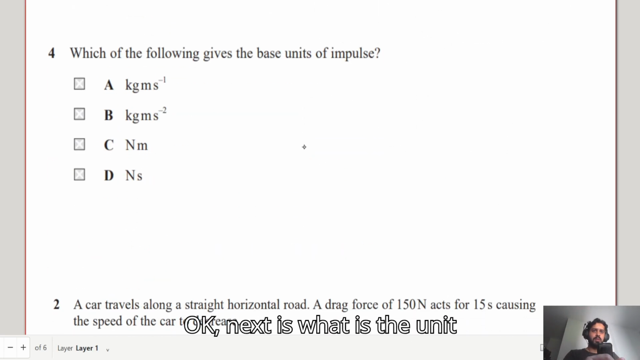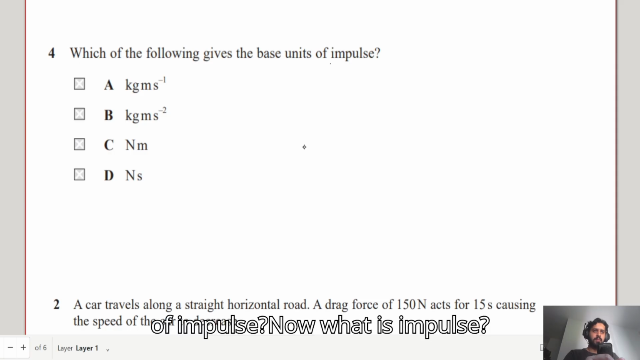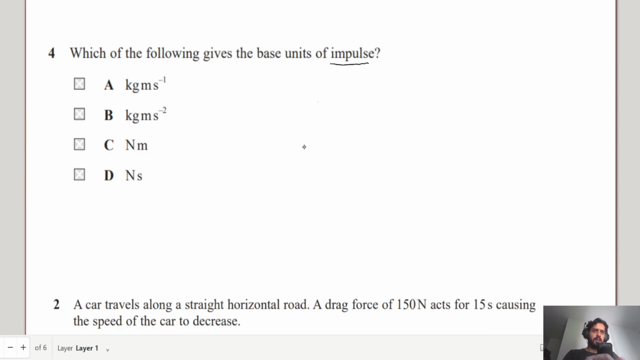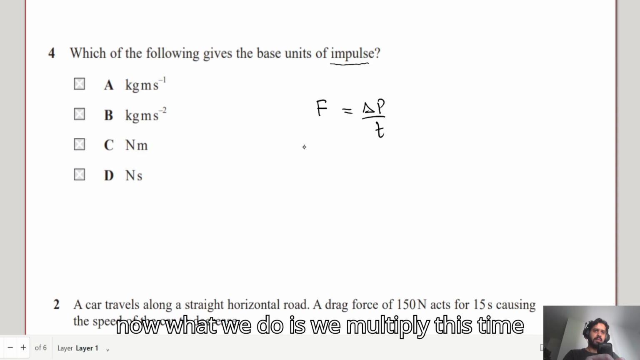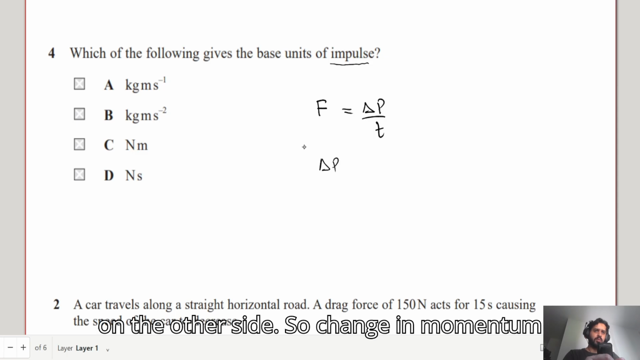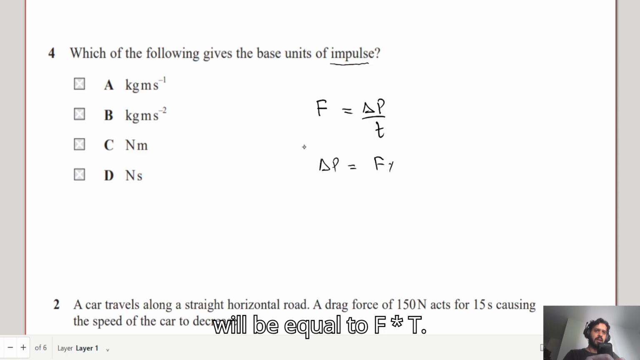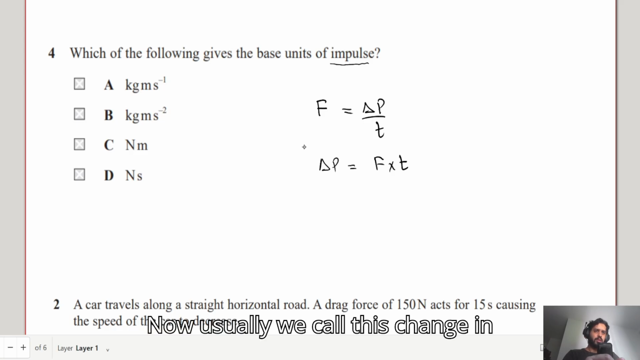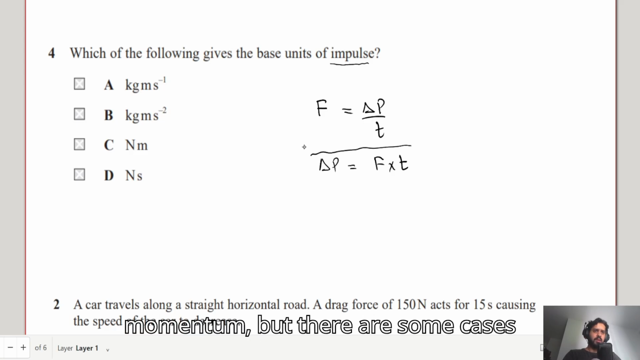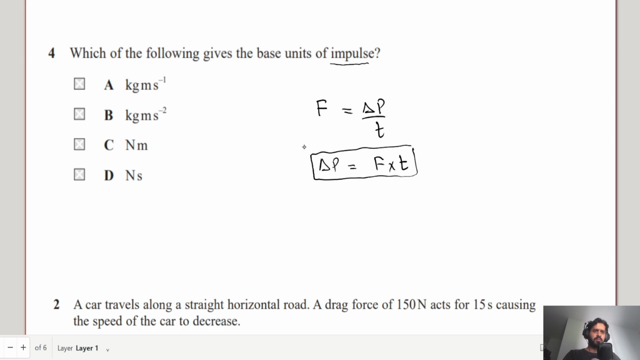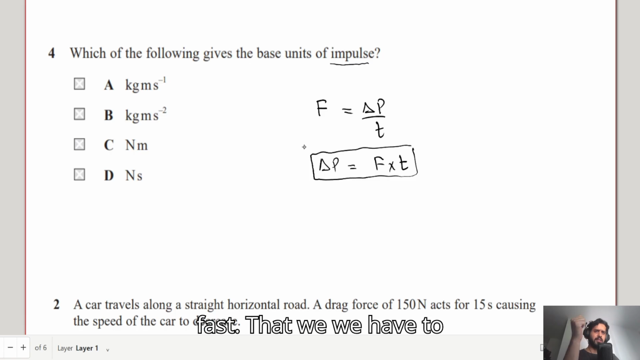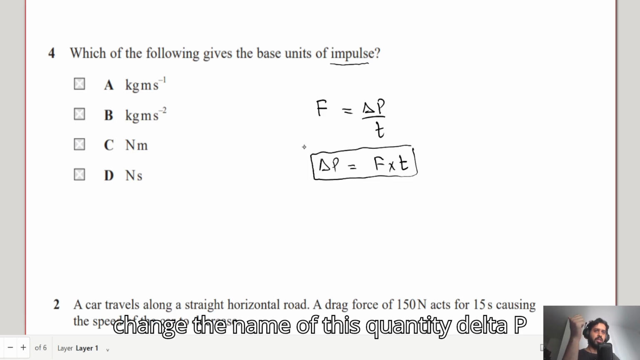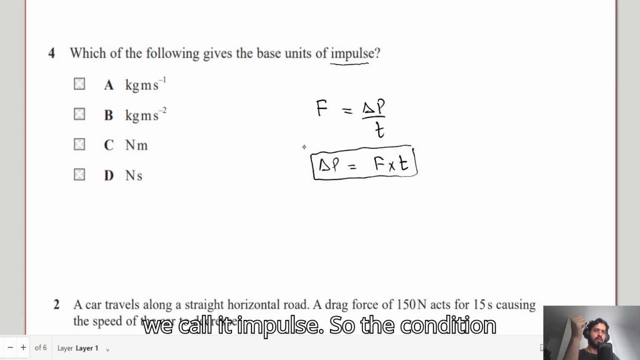Okay, next is what is the unit of impulse? Now, what is impulse? We'll start with the same equation, F equals rate of change of momentum. Now what we do is we multiply this time on the other side. So change in momentum will be equal to F times t. Usually we call this change in momentum, but there are some cases when this change of momentum is so fast that we have to change the name of this quantity, delta P, we call it impulse.